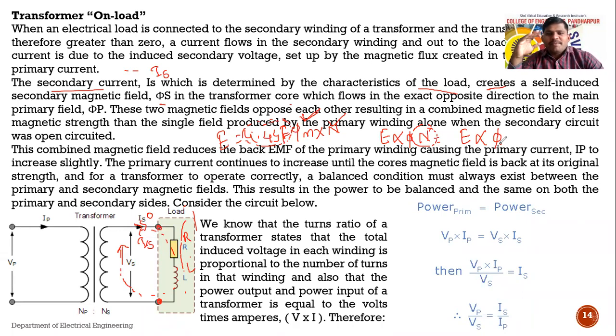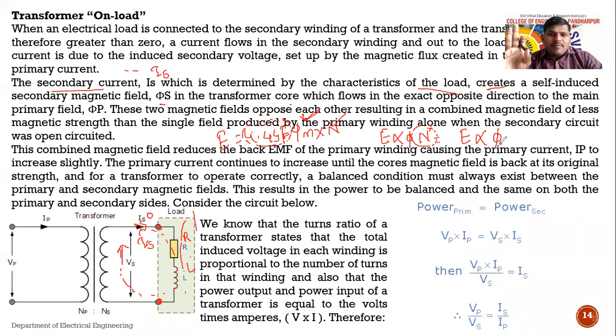Do you know that when the supply is given to the primary winding, some flux will be created. This flux links to the secondary side, and some EMF will be induced in the secondary side. The secondary side has some load connected, so some current starts flowing from the secondary side. Due to that current, it will produce some flux in the secondary side.